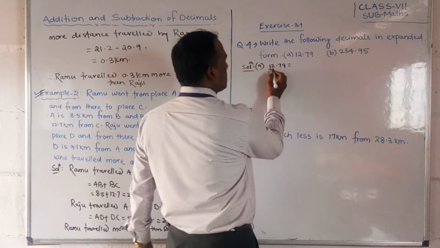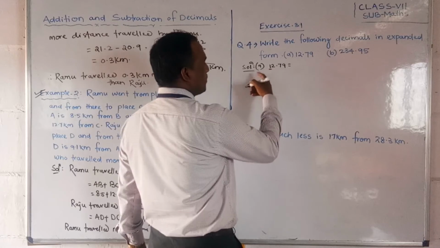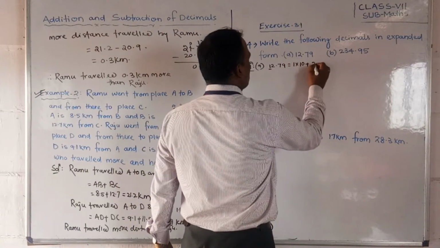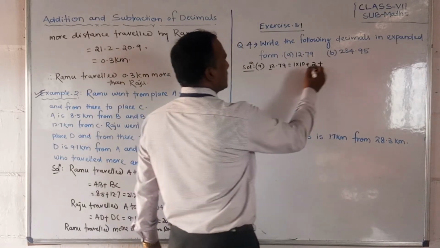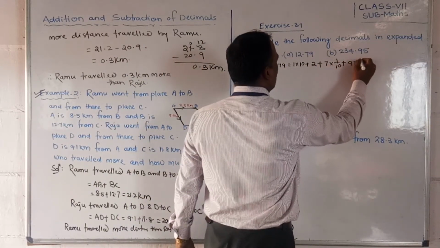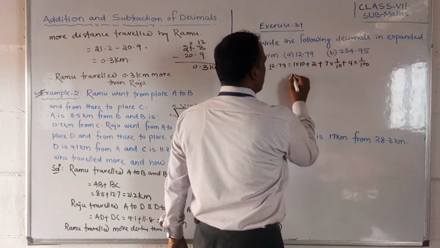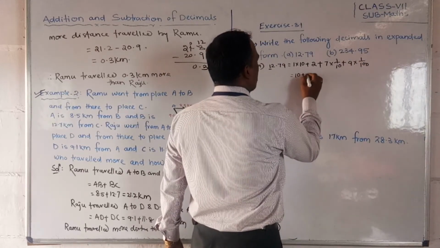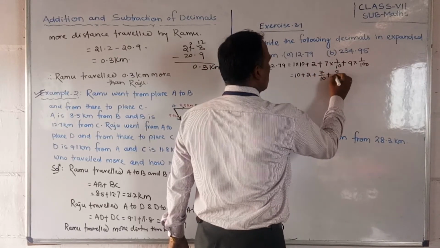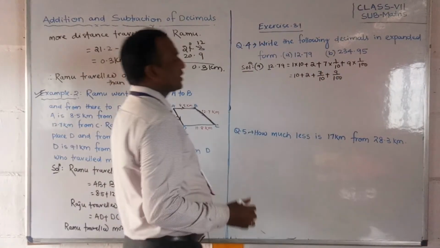So with its place value you have to multiply. So first place, which place is this? 10th place. So 1 into 10 plus 2 plus this is 7 into 1 by 10 plus 9 into 1 by 100. So we can write this as 10 plus 2 plus 7 by 10 plus 9 by 100. This is our expanded form.